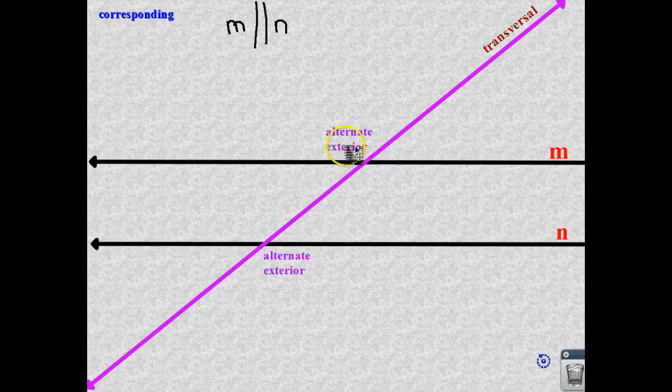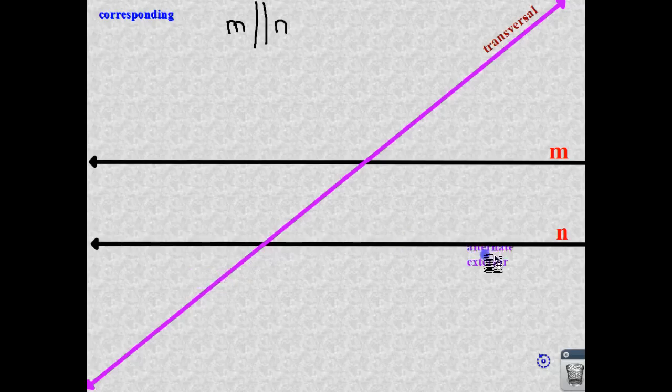And then our second set, if I slid this one to the right, there's my little acute angle. I'm not alternating right now because I'm on the same side. So now I need to go to the alternate side exterior.